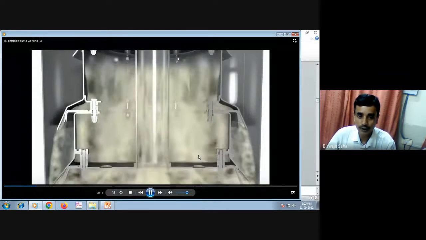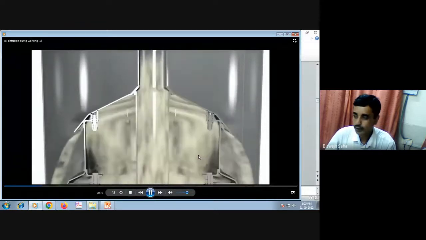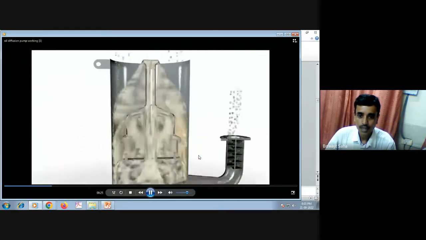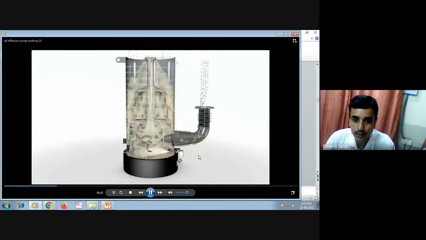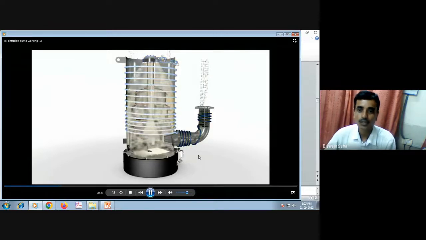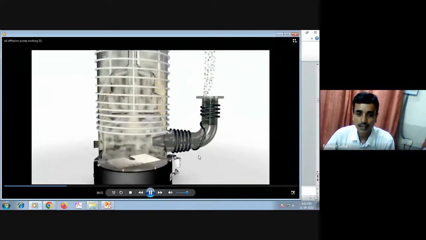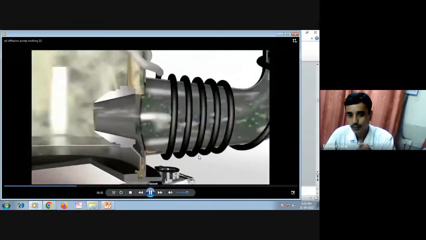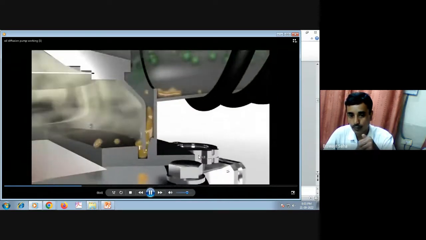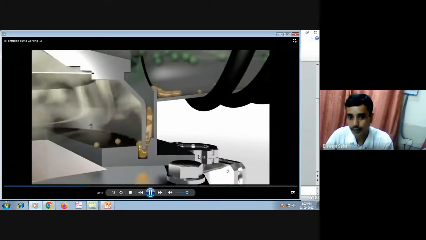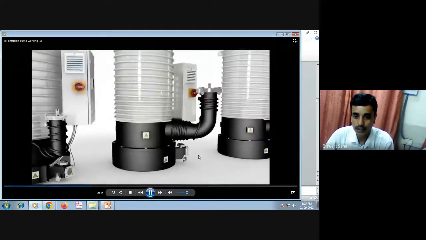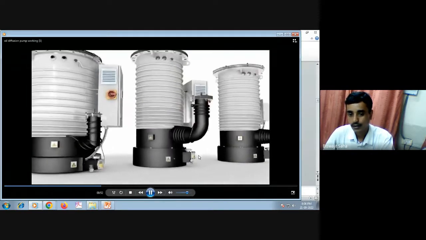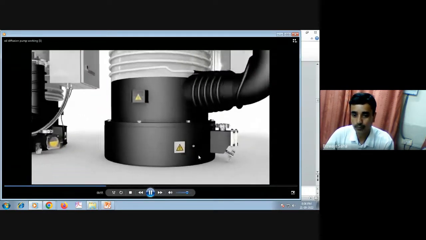nozzles with high kinetic energy. Just look at the silicon oil vapor moving upward and coming with a high velocity. And you look at the green bubbles. These are basically air molecules, argon molecules or helium gas, hydrogen gas, nitrogen gas, water, they are inside the chamber. And they are getting some lower directional momentum. They are imparted with the momentum in the downward direction, and they are getting collected at the bottom part with an exhaust pump, primary pump.